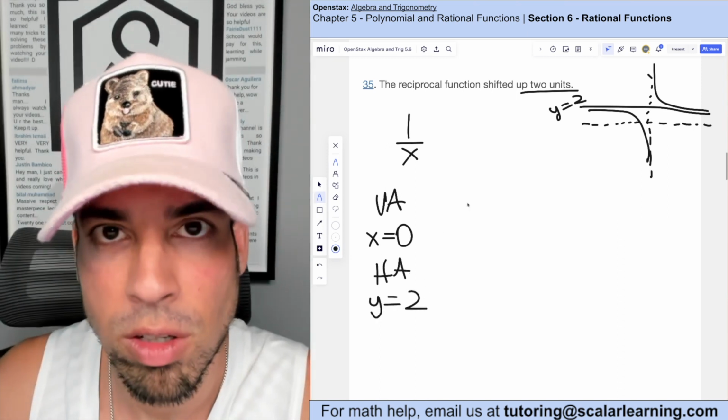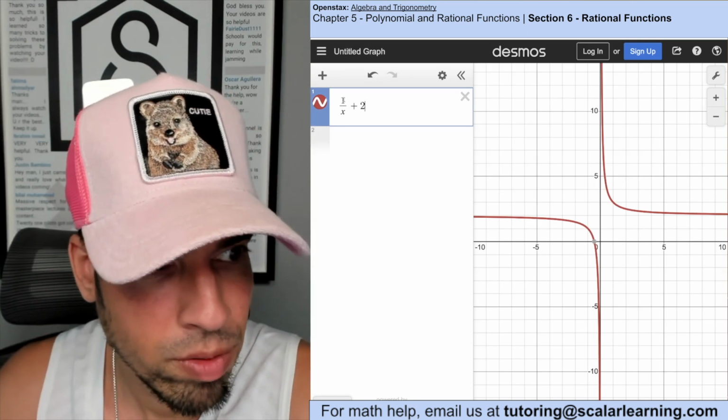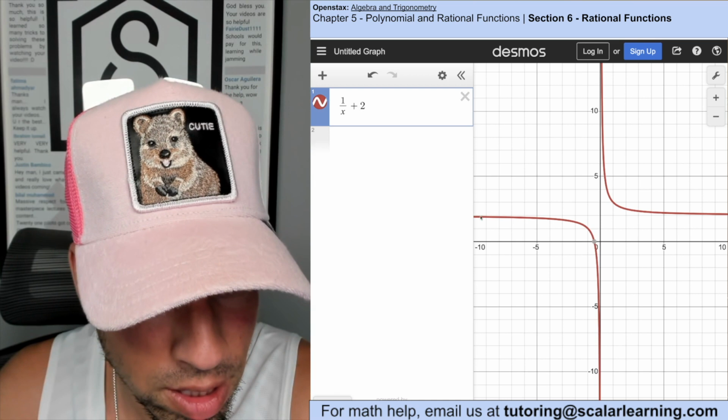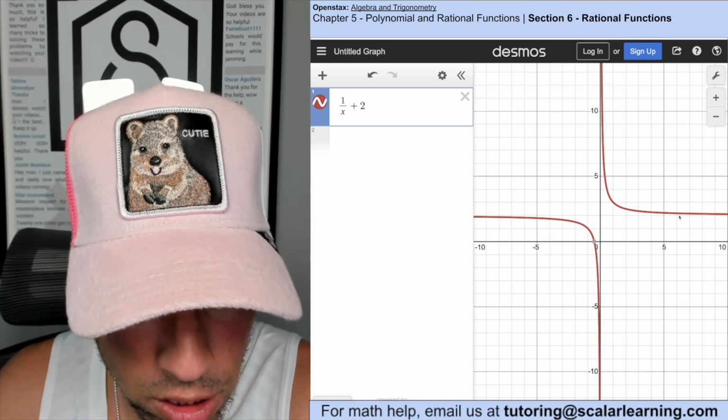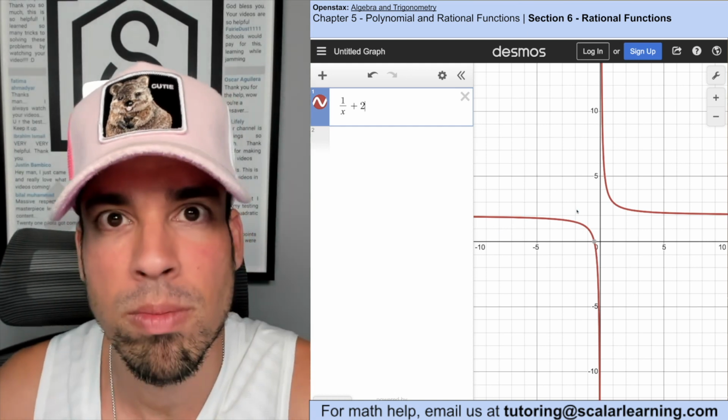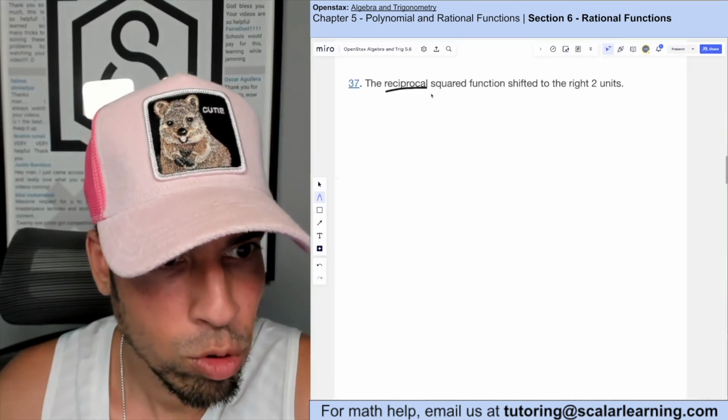And now we're going to take a look at the graph on Desmos. So here, once again, we've got the reciprocal function 1 over x shifted up by 2, so plus 2, and you can see that nice horizontal asymptote occurring here at y equals 2, and that vertical asymptote at x equals 0. Boom, done.